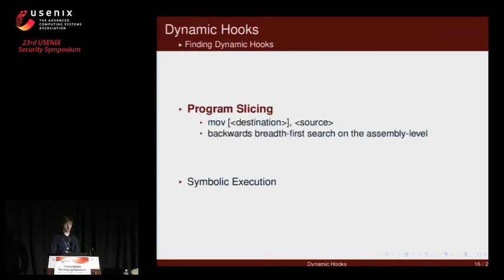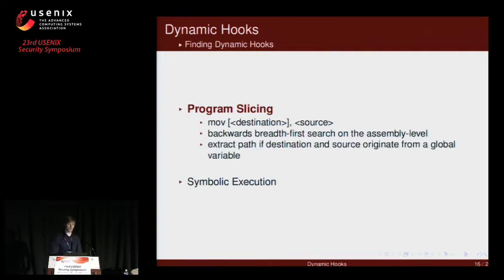And for this purpose, we perform a backwards breadth first search and just follow the information flow in the backwards direction through the program such that we see where it originates from. And if the source value and the destination value originate from a global variable, meaning we know exactly where it comes from and we can control this final move instruction, then we consider this path to be suited for a dynamic hook.